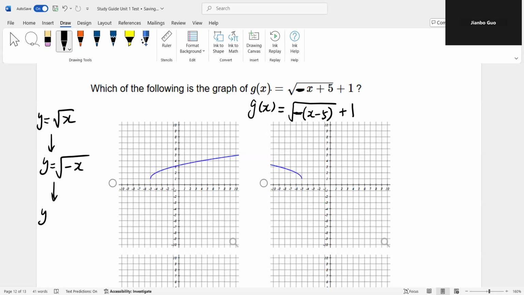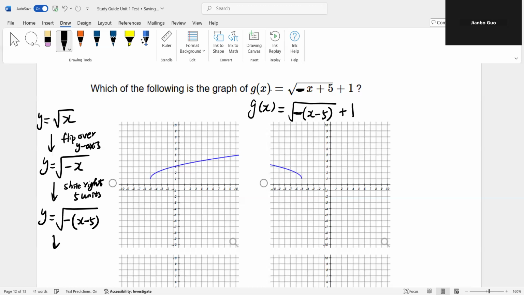And then from here, we're going to apply some transformation to x. Here we're going to do x minus 5. So I'm going to write this step is to flip over the y-axis. And from square root of negative x to square root of negative x minus 5, since we are subtracting 5 from x, we are shifting to the right, shifting to the right 5 units.